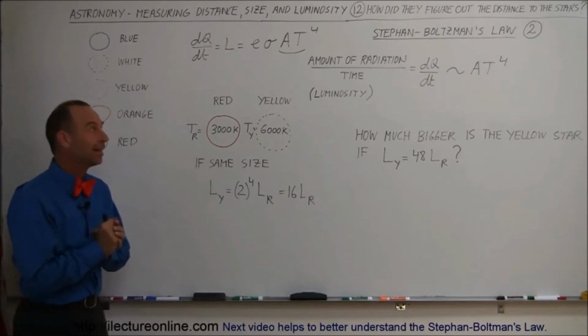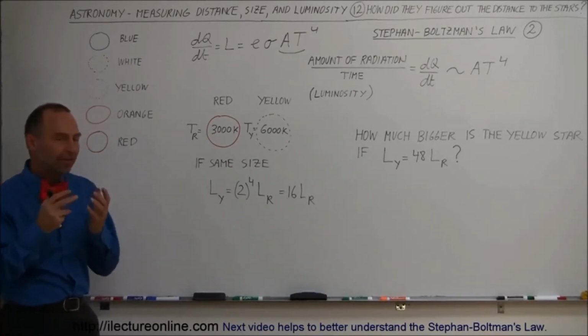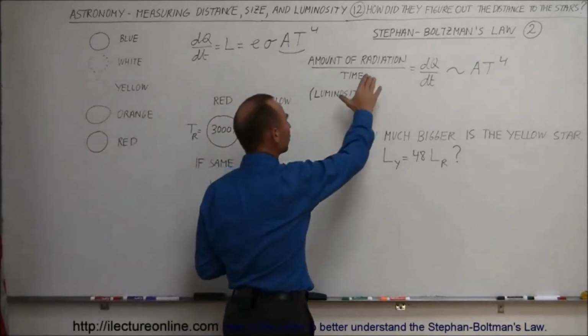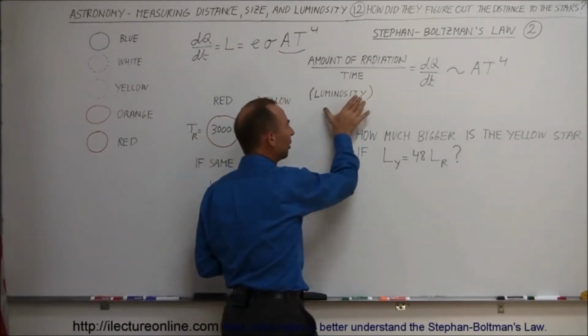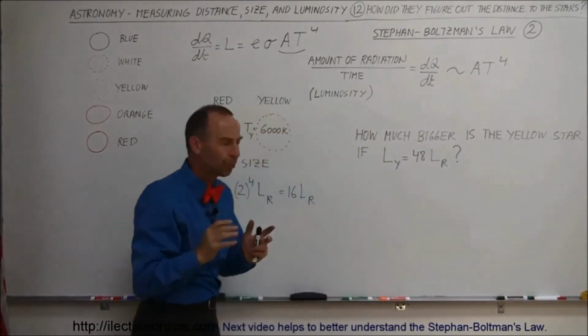Welcome to iLectureOnline, and now we're going to take a closer look at the Stefan Boltzmann's law and that concept where the amount of radiation per unit time or the luminosity of a star, the QDT, is proportional to the surface area of the star and temperature to the 4th power.